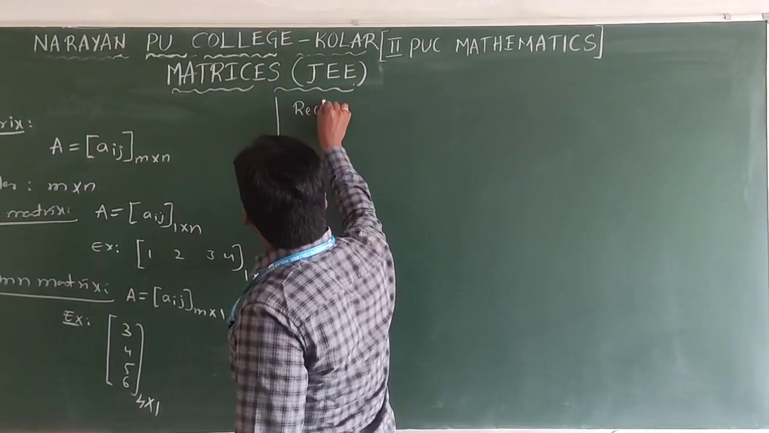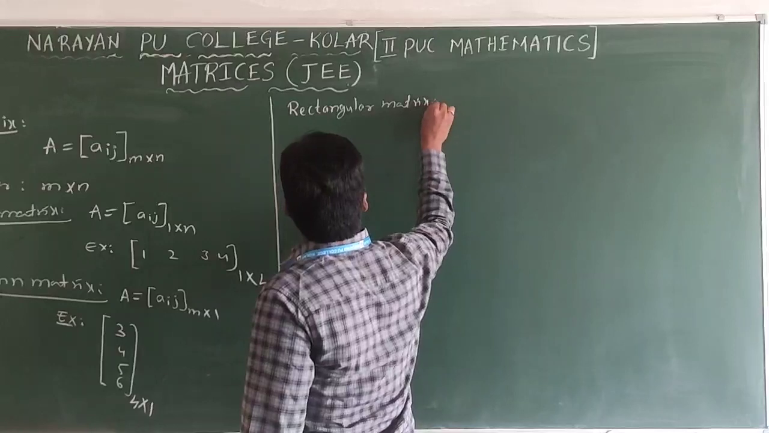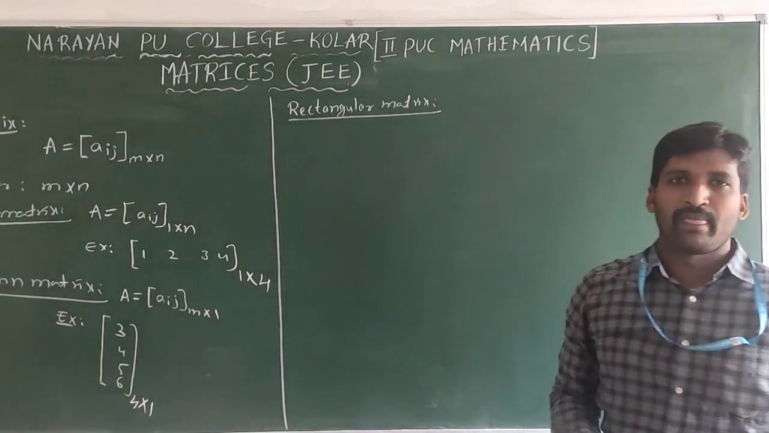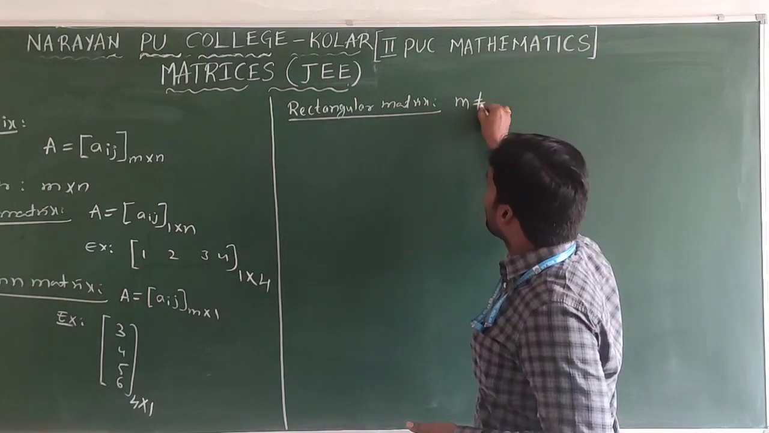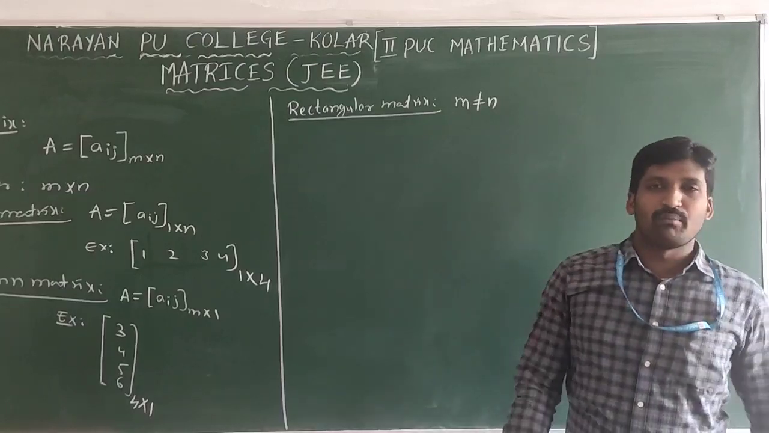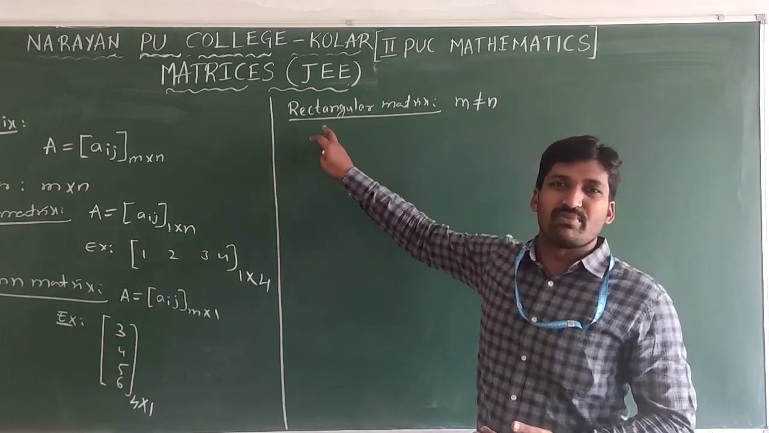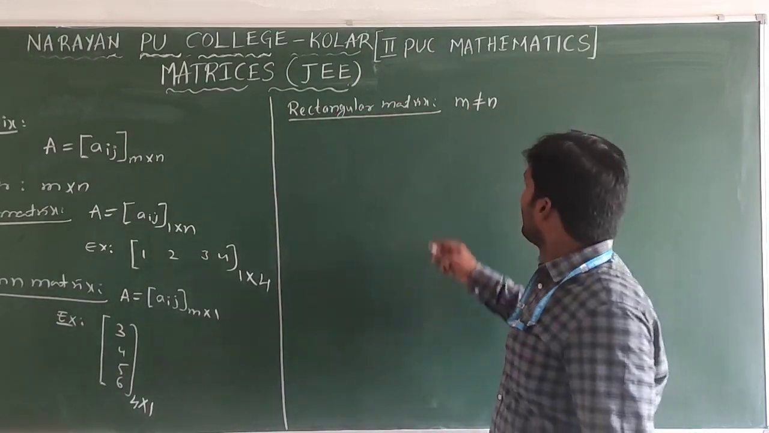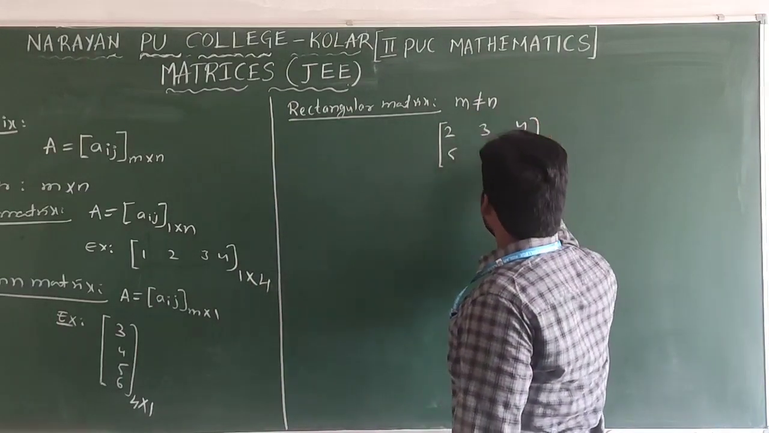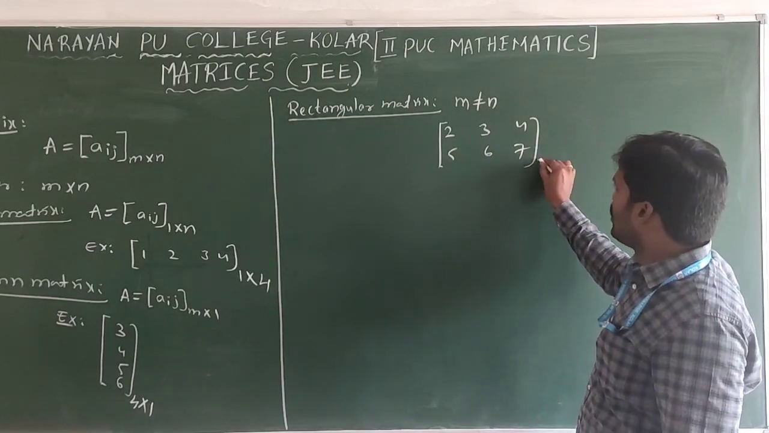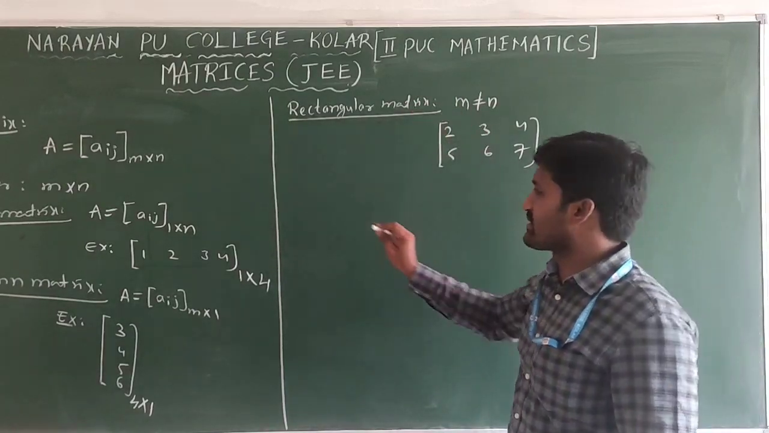Coming to a rectangular matrix. Rectangular matrix means a matrix in which the number of rows is not equal to the number of columns. That matrix, all such matrices are called which matrix? Rectangular matrix. Here you can take any example: 2, 3, 4, 5, 6, 7. Here how many rows are there? What is the order of this matrix? 2 rows, 3 columns. So clearly which matrix? Rectangular matrix.